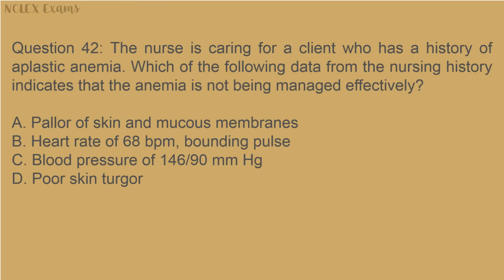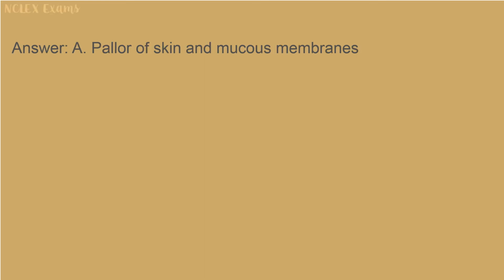Question 42. The nurse is caring for a client who has a history of aplastic anemia. Which of the following data from the nursing history indicates that the anemia is not being managed effectively? A. Pallor of skin and mucous membranes. B. Heart rate of 68 bpm, bounding pulse. C. Blood pressure of 146/90 mm Hg. D. Poor skin turgor. Answer: A. Pallor of skin and mucous membranes.